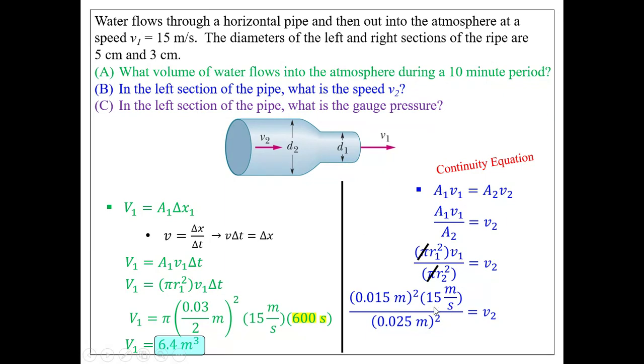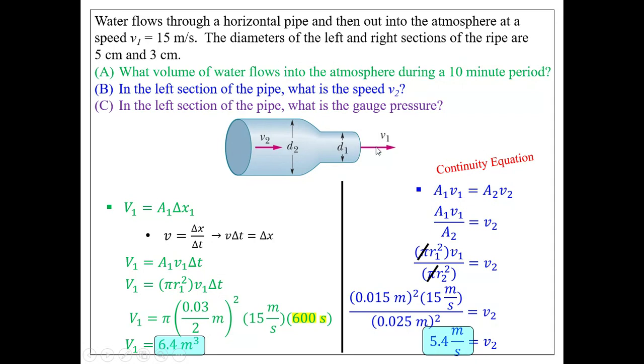And then V1 is given as 15 meters per second in the problem. Once again, it says the atmosphere at a speed of V1, which is equal to 15 meters per second. And then R2 is being squared. On the bottom here, the diameter on the left side is 5 centimeters. 5 centimeters divided by 2 is 2.5 centimeters, and 2.5 centimeters converted to meters is 0.025. I want to square that. If you plug all this into your calculator, you should get a value of about 5.4 meters per second. So the entry speed of the water here is 5.4.